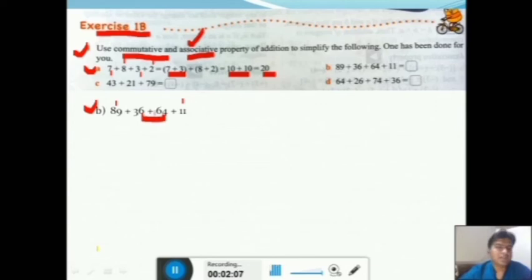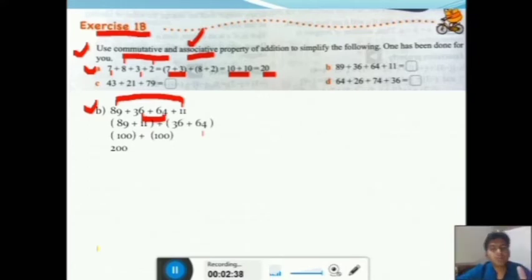So 36 and 64 we can easily add and get 100, and if we add 89 and 11, then easily we will get 100. So I made the group 89 and 11, and 36 and 64. From 89 and 11 you get 100, and from 36 and 64 I get 100. So 100 plus 100 is 200. While choosing the numbers in the group, we have to choose numbers that add up easily, so we can get the sum easily.